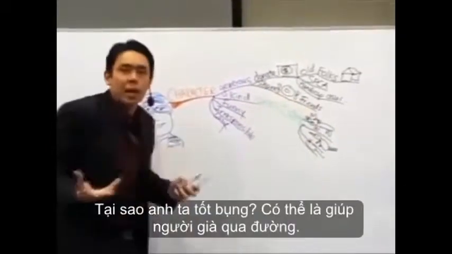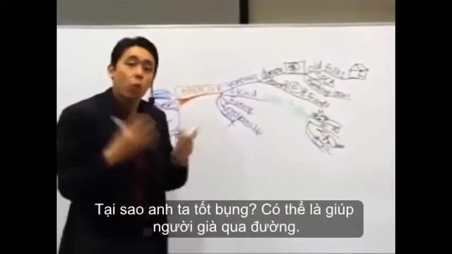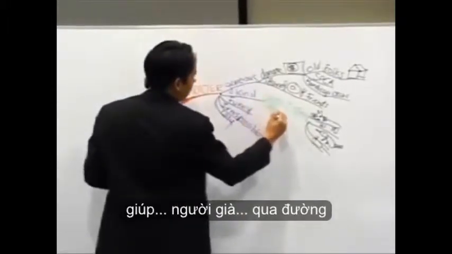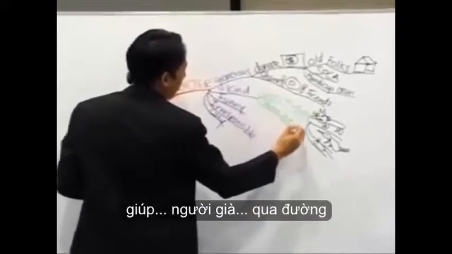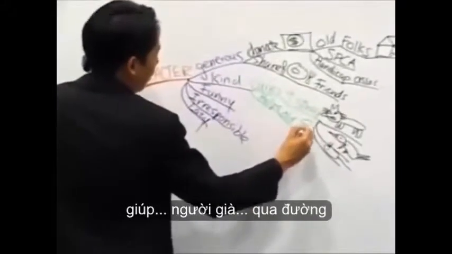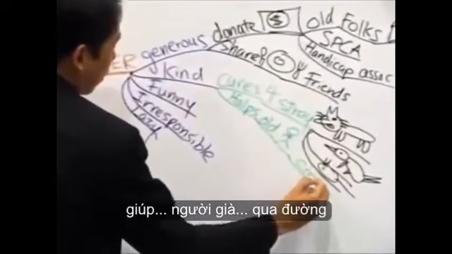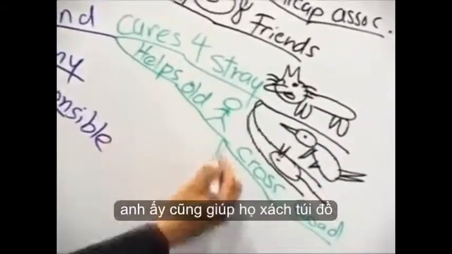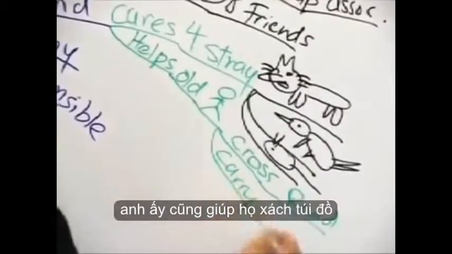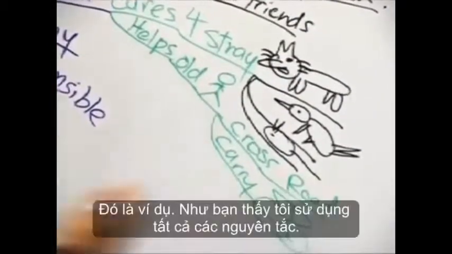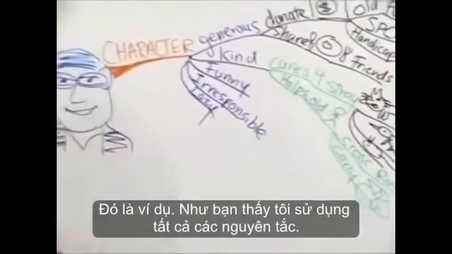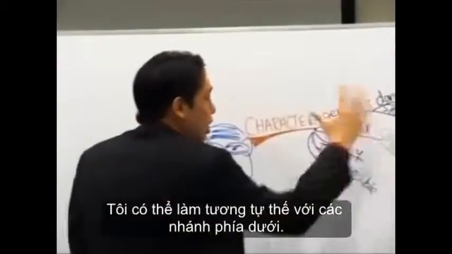Or why else is he kind? Maybe he's kind because he helps old people across the road. So helps old men cross road. And maybe he also helps the old man carry bags. All right, so I'm just giving you some examples over here. So as you see, I'm using all the principles, all the rules. So similarly, I'll add in more details for each of these main points.